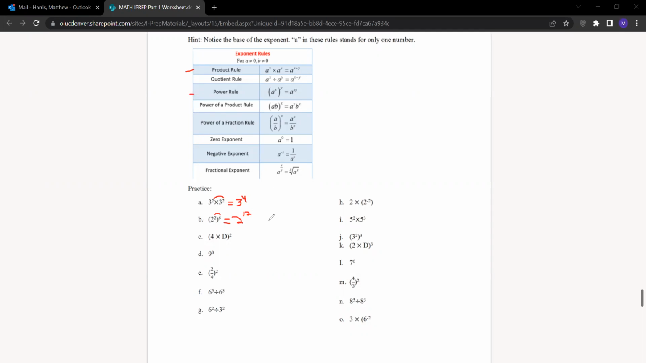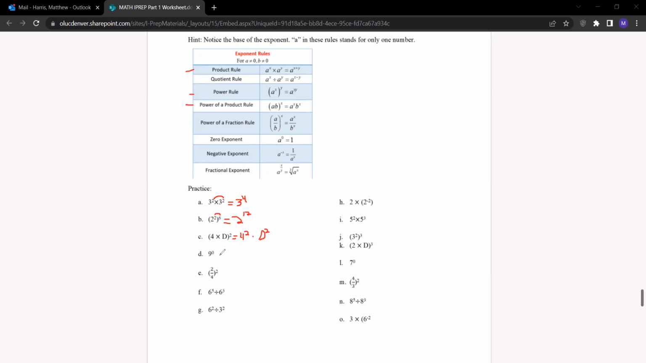Okay. Next up, we have 4 times d squared. Does this look like any of our problems above? Let's say it looks like our power of a product rule, right? What this says is that if you have 2 values inside of a parentheses to an exponent, that exponent can be individually applied. So in other words, it's going to be 4 squared times d squared.